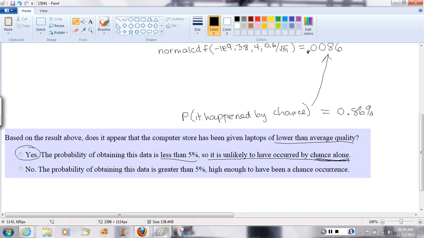He could take this back to the manufacturer and say, look, something's off here, you need to re-examine your supply process, or maybe I'm going to find a different vendor.